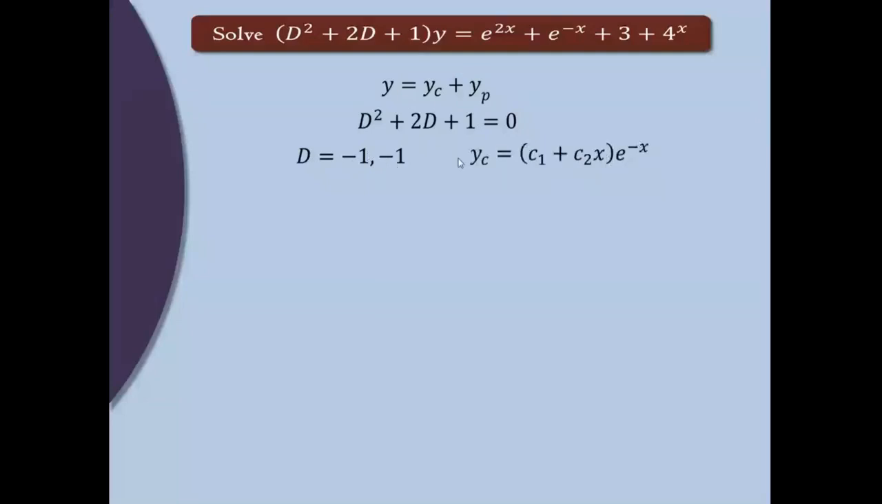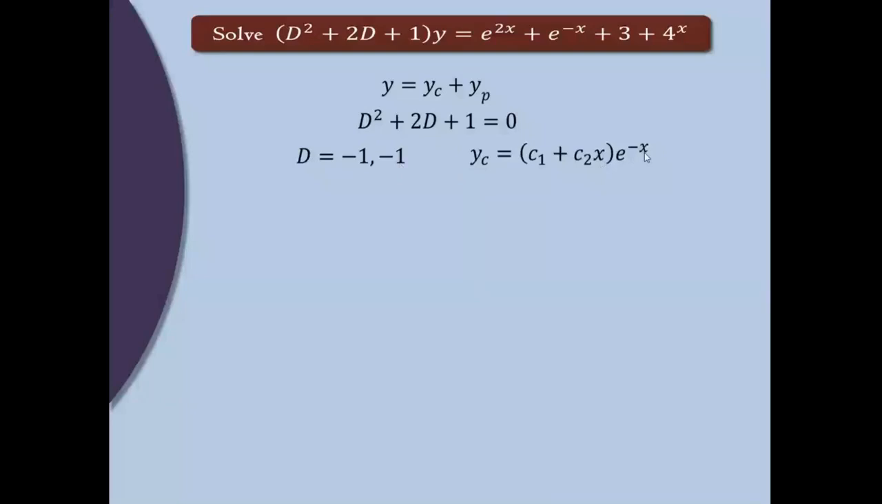If it is repeated three times, we take c1 plus c2x plus c3x square. We have to increase powers of x. Depending on how many times it is repeated, that many constants with increasing powers of x we have to take, into e raised to that root, e raised to minus 1x.